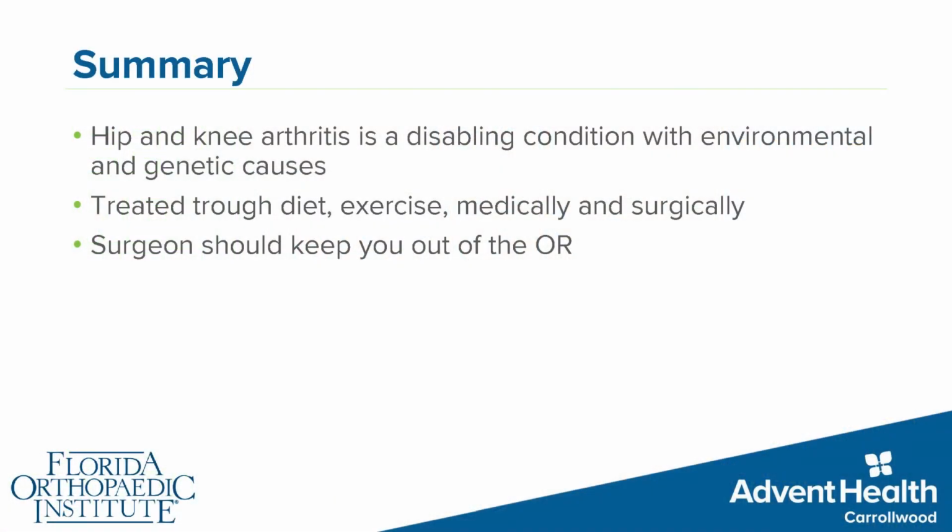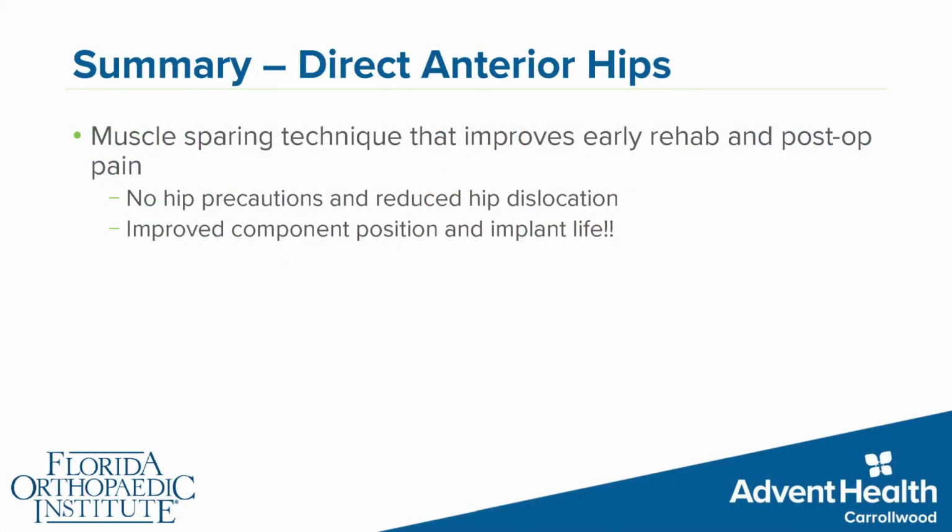So in summary, hip and knee arthritis is a disabling condition with environmental and genetic causes. It's treated through diet, exercise, medically, and ultimately surgically with joint replacements. The surgeon's main job is to keep you out of the OR and hopefully treat you effectively with conservative management until the time where you really need a joint replacement. Direct anterior total hip arthroplasty is a great surgery. It's a muscle-sparing technique that improves early rehab and ultimately improves component position.